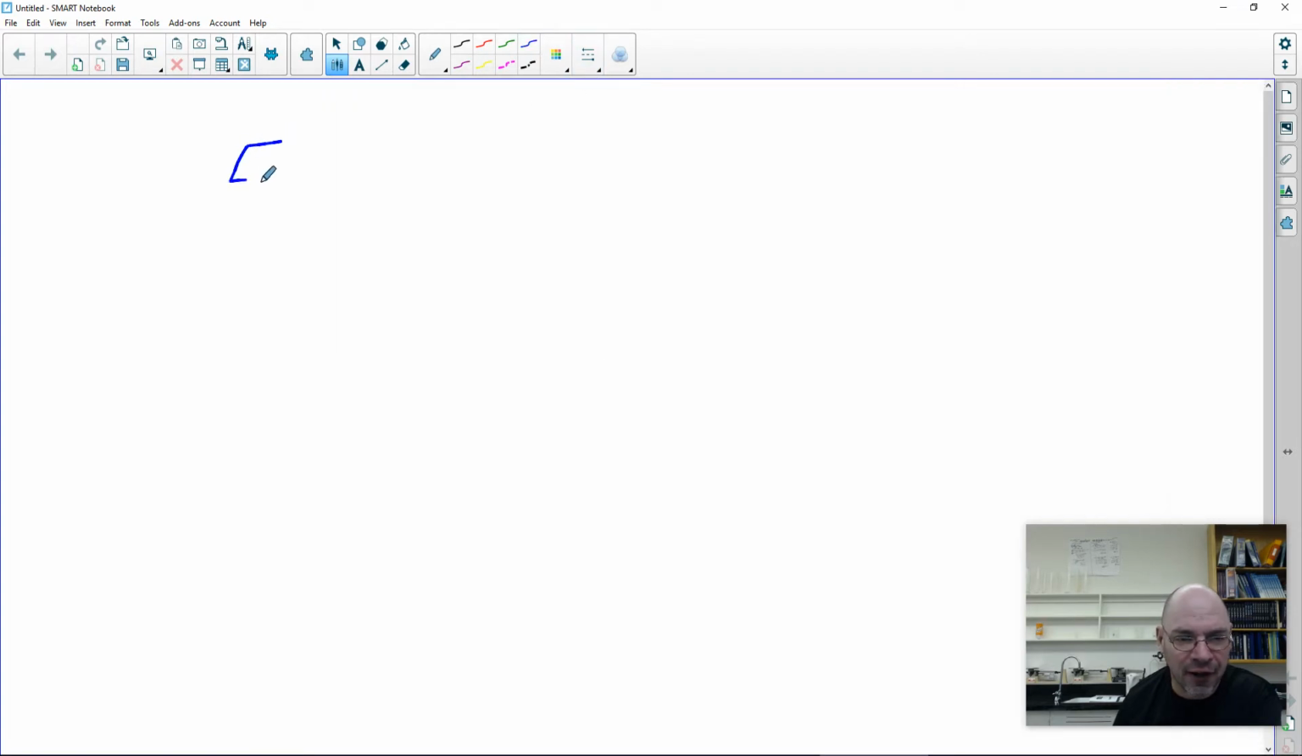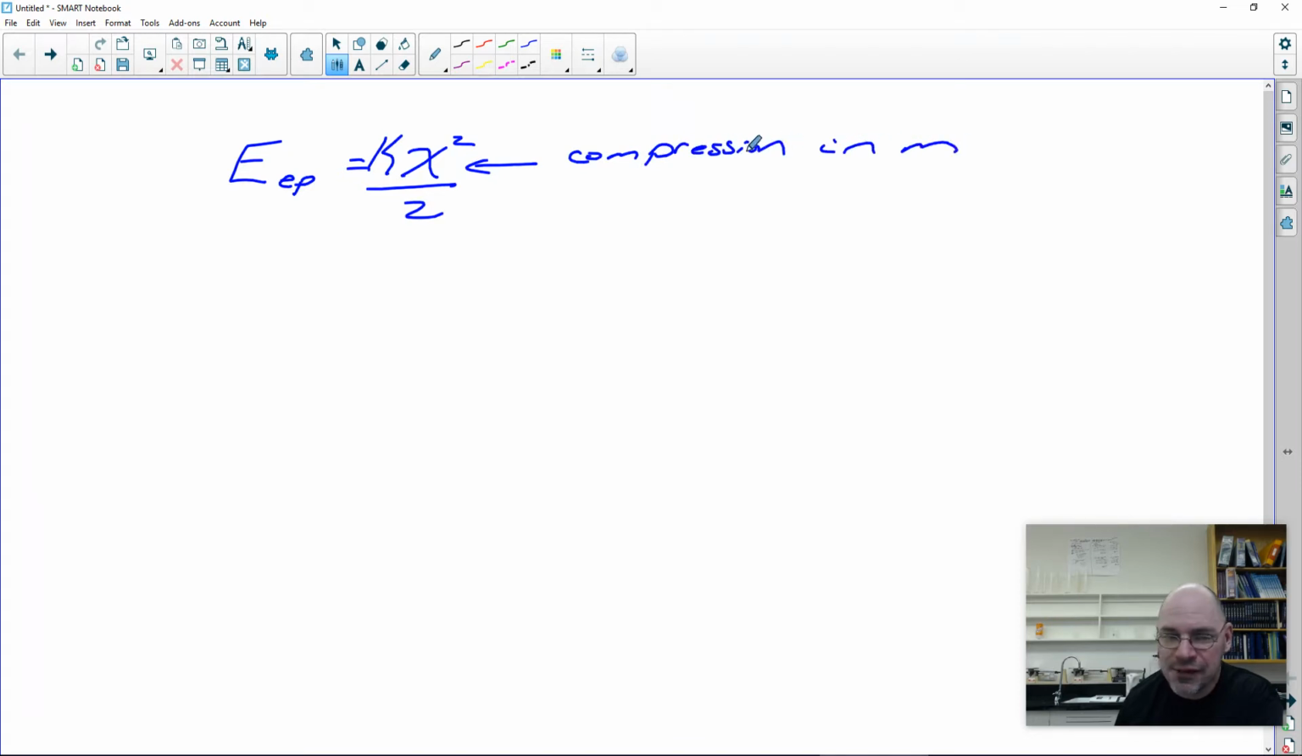So elastic energy, that's elastic potential, that's what I call it usually. Okay, so we know that that equation is kx squared over 2. This is our compression or stretch in meters, and this is our constant in newtons per meter.